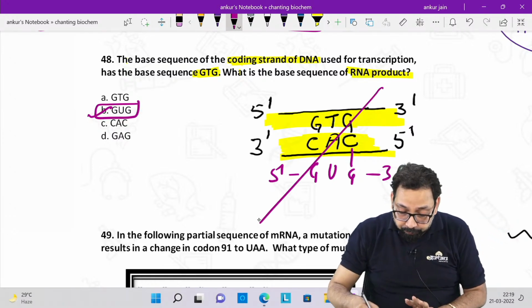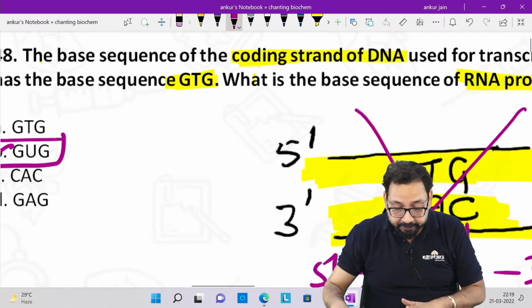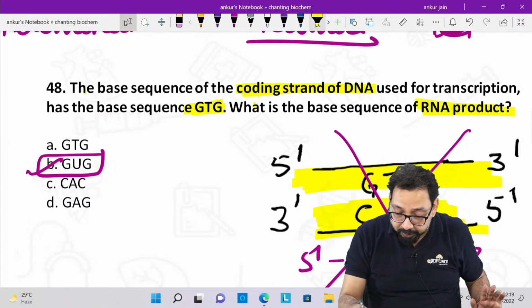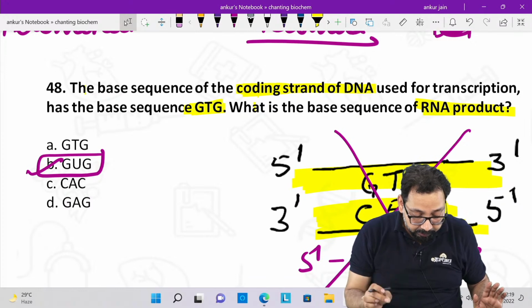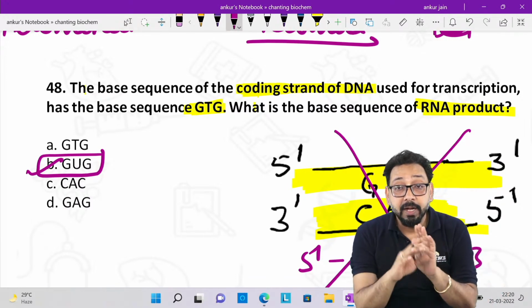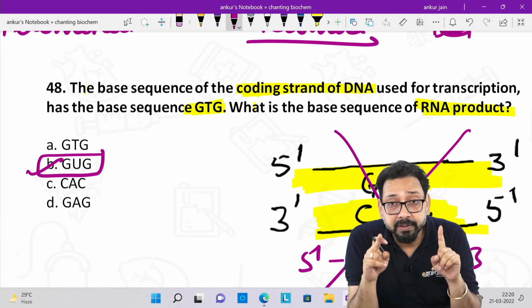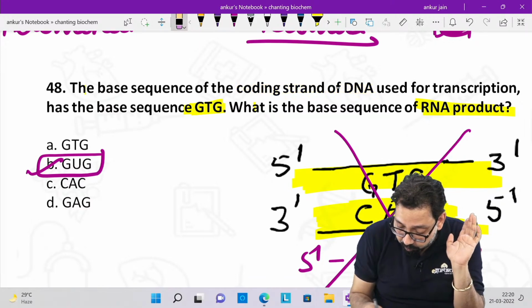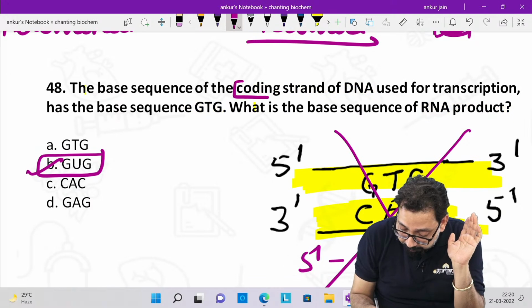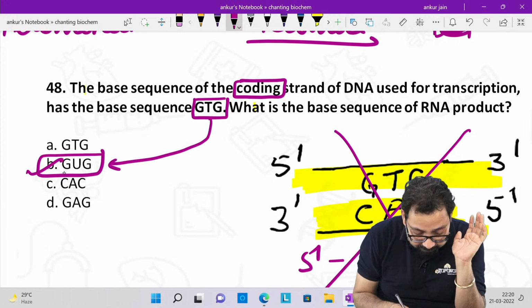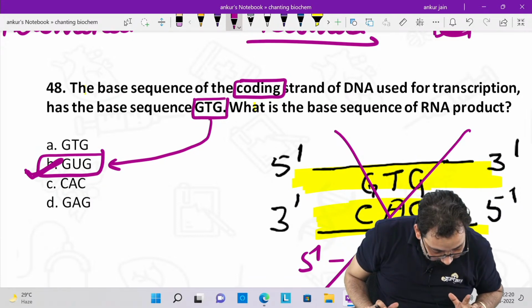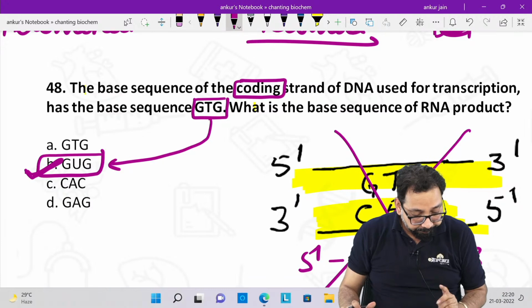If you forget it, just remember the mnemonic. If they have given coding strand, write the same sequence except T is replaced by U. So answer is B. Understood? Got the point?